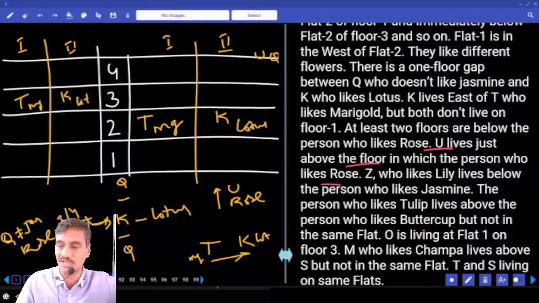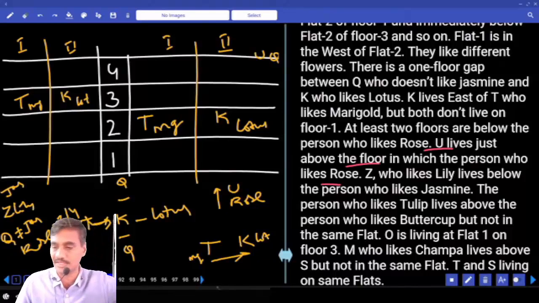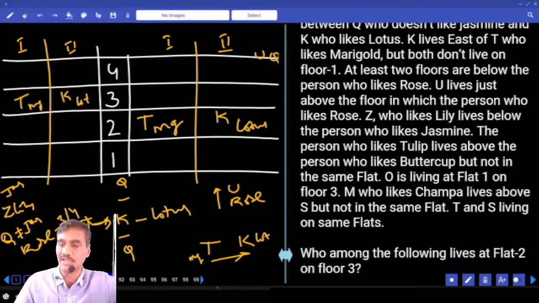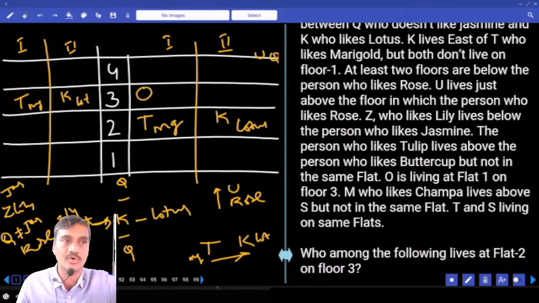Z who likes lily lives below the person who likes jasmine. And next one, the person who likes tulip lives above the person who likes buttercup, but not in the same flat. Tulip and buttercup are not in the same flat. O is living at flat 1 of floor 3. Flat 1 of floor 3, who is that person? O. O is here, and O is living in flat 1 of floor 3.